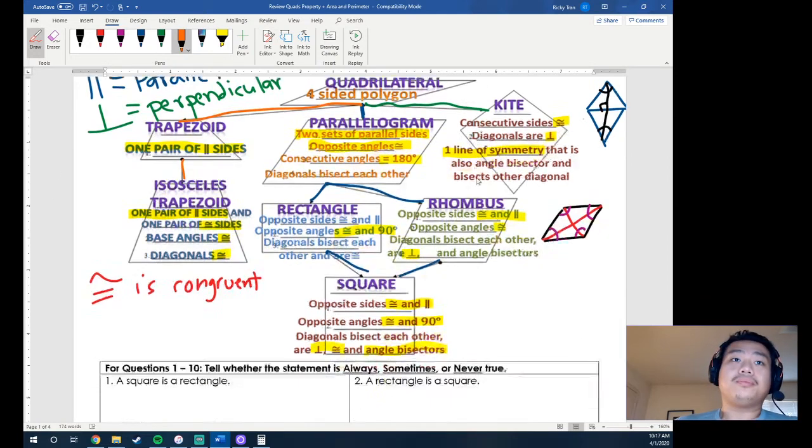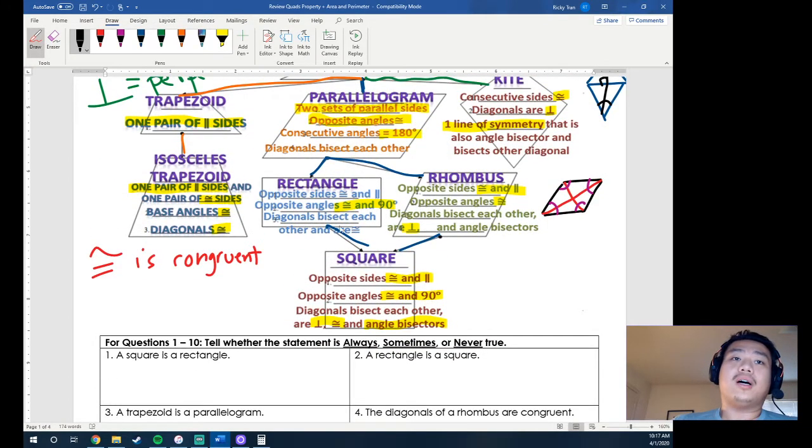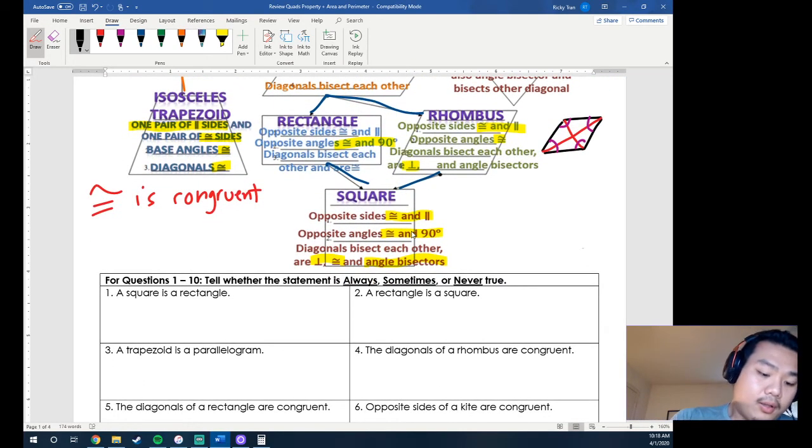Okay? So let's talk about question number one. Is it always, sometimes, or never? Okay, a square is a rectangle. Again, we have to refer to going up or down. And we're talking from a square to a rectangle. So if a square goes to a rectangle, it's going up. That means always. So, always. Okay, a square is always a rectangle.